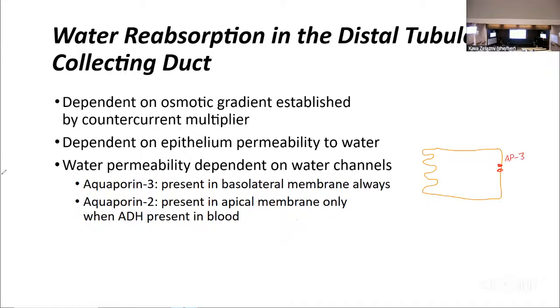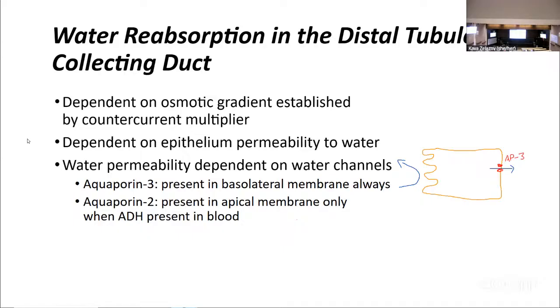So water is going to be able to move across this membrane. Water in the cell, for example, could go towards the bloodstream. But it's critically the presence of aquaporin 2 that's going to control whether we can actually reabsorb more water here. Because if you don't have a water channel on the apical membrane, aquaporin 2 is the one that would be there, it doesn't really matter if you have aquaporin 3 on that basolateral membrane at all. Without an aquaporin 2, the water just kind of turns around and stays there.